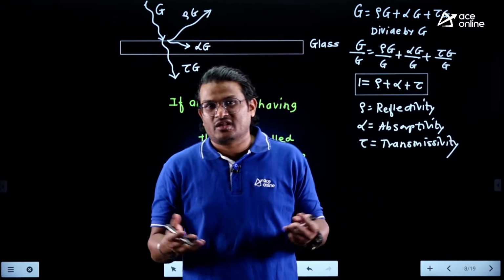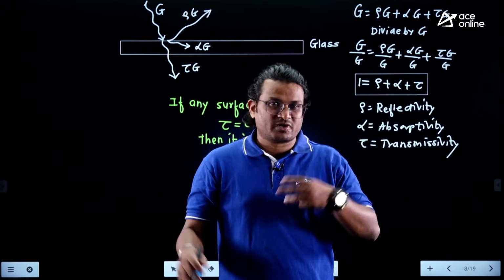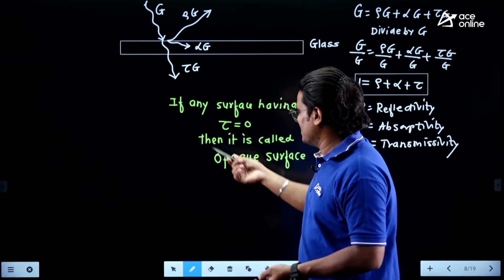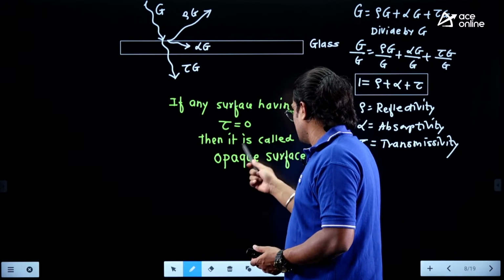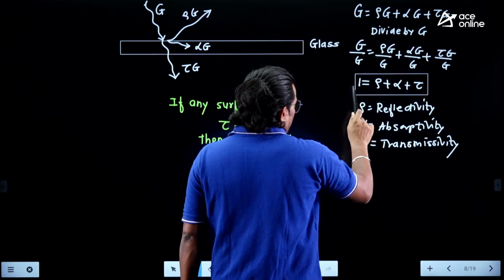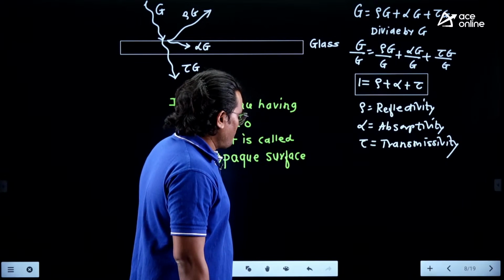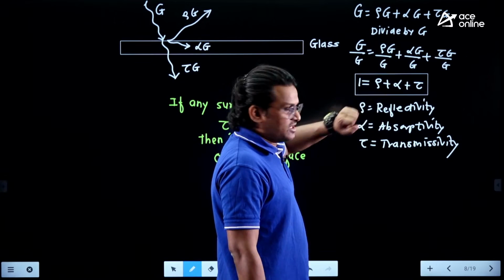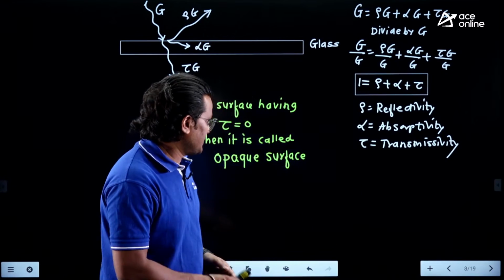Generally solids, metals, non-metals, whatever we discuss, concrete, like silver, copper, gold and all that, these are all opaque. Sunlight cannot pass. Any energy cannot pass. So if any surface has tau equal to 0, then it is called an opaque surface. This is the energy balance: 1 is equal to rho plus alpha plus tau. So in radiation, you need to understand reflectivity, absorptivity, transmissivity.